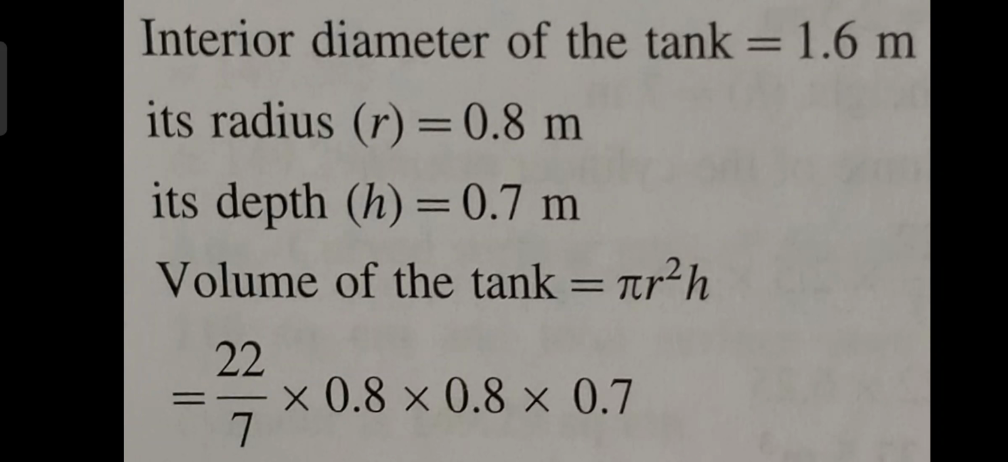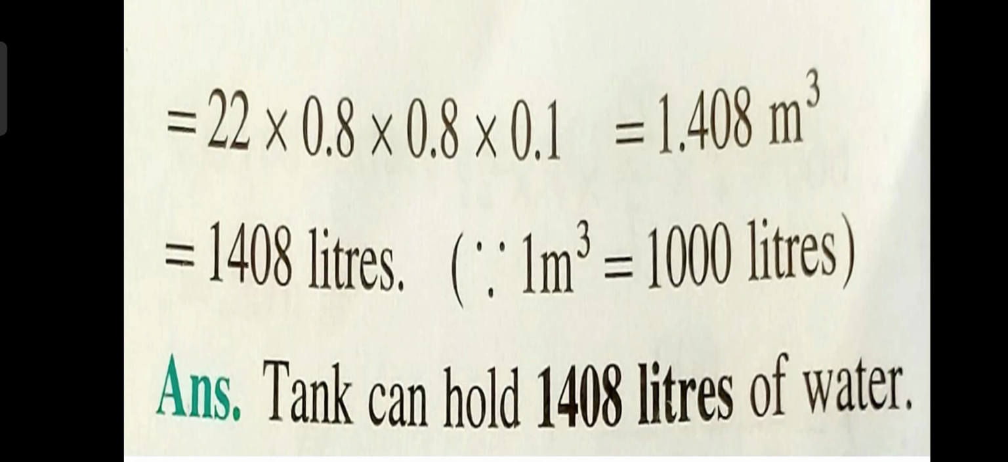So the volume of the tank is pi r square h, 22 upon 7 into 0.8 into 0.8 into 0.7. So 7 and 7 will get cancelled, and we get 22 into 0.8 into 0.8 into 0.1, that gives the answer as 1.408 cubic meters.